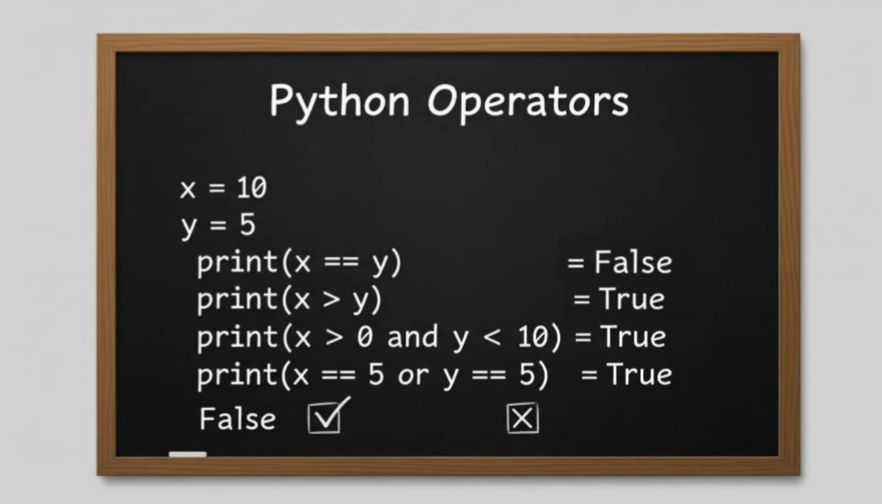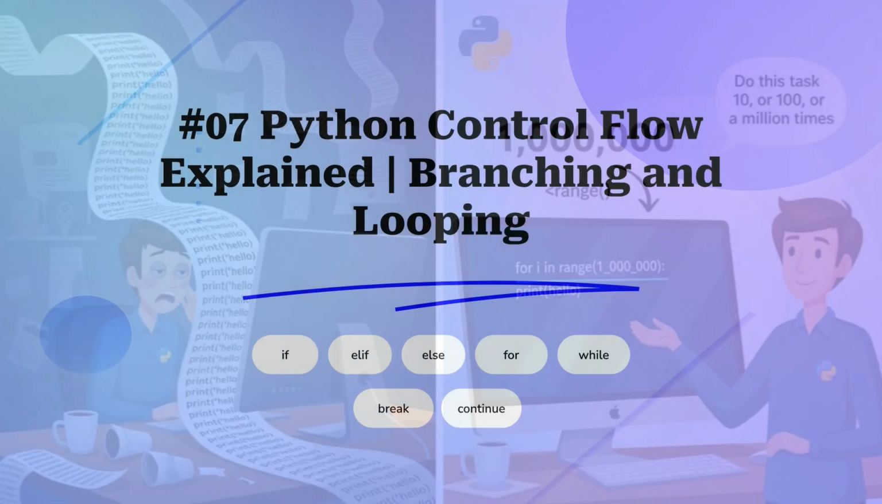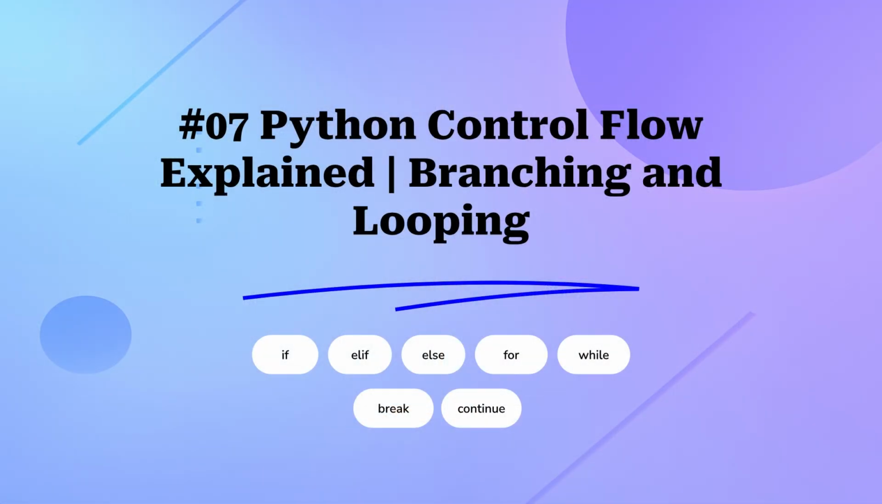This is called branching. And then we're going to teach it how to be efficient. Instead of writing print hello 1,000 times, we'll learn how to tell Python, do this task 10 or 100 or 1,000,000 times. This is called looping. These two concepts, branching and looping, are called control flow. They are the brain of your program. This is the moment we go from writing simple scripts to building real dynamic applications. This is where the magic happens. Let's get started.